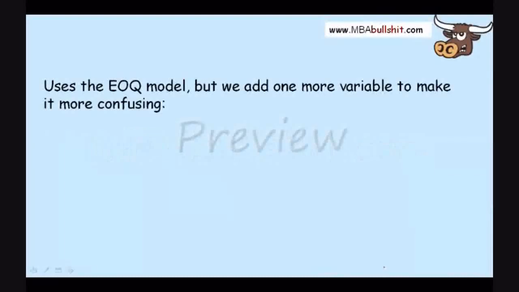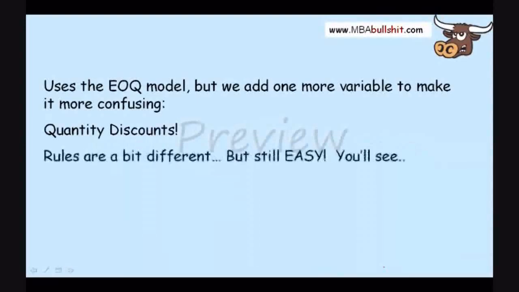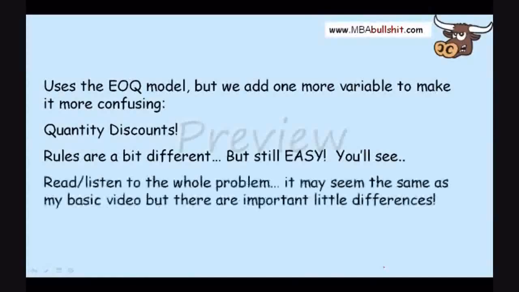So what is this one more variable which will make it more confusing? This is quantity discounts. Now the rules are a bit different, but it is still easy. But please read and listen to the whole problem, because it may seem the same as my basic video, but there are important little differences.